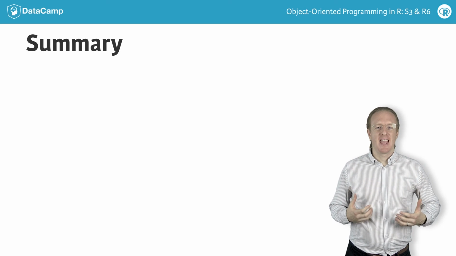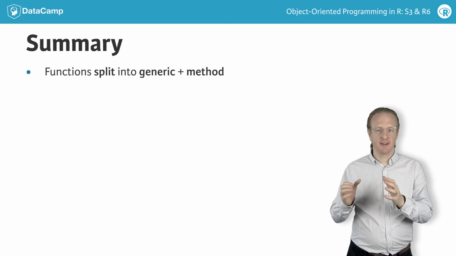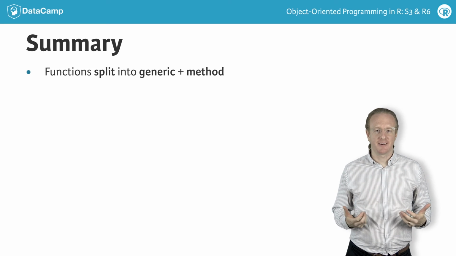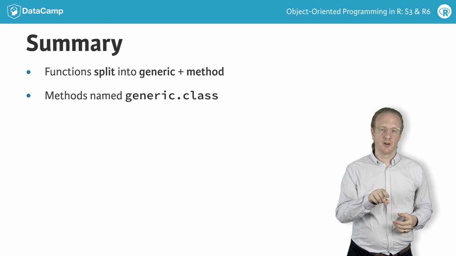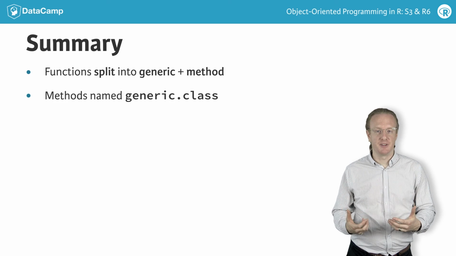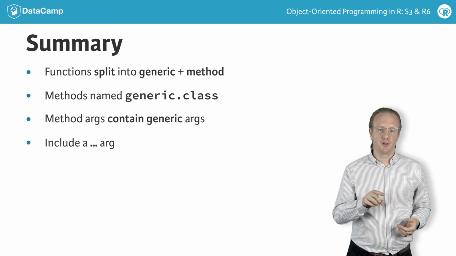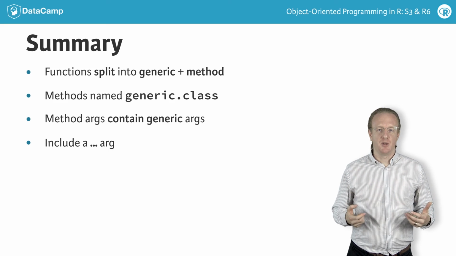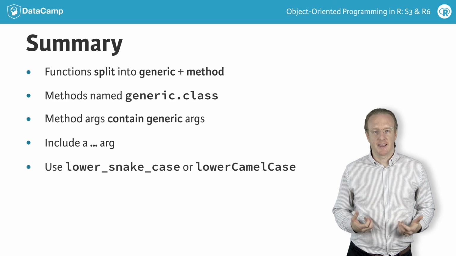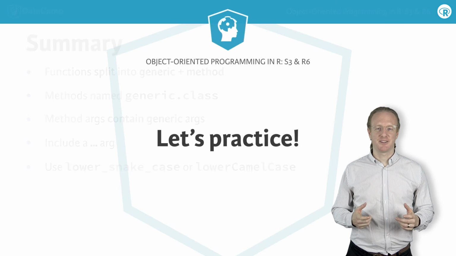To summarize, S3 classes let you overload functions by splitting them into generics and methods. S3 works by defining a strict naming convention of generic.class. The arguments to each method must contain the arguments to the generic, and both generic and method should include a ... argument. It's usually better to avoid having a dot in the name of your functions. Lower snake case or lower camel case are preferable. Now, let's try some examples.